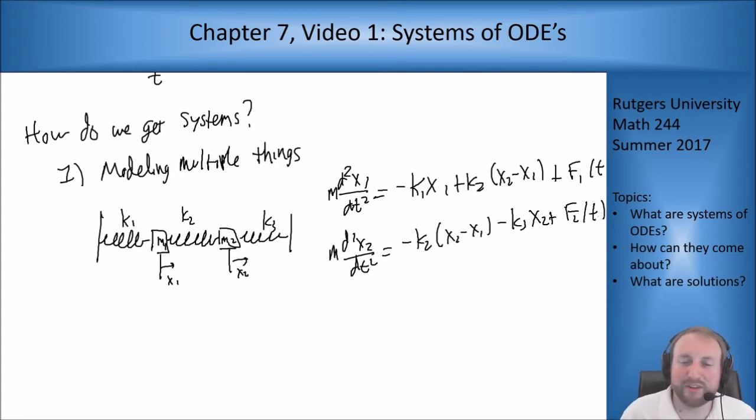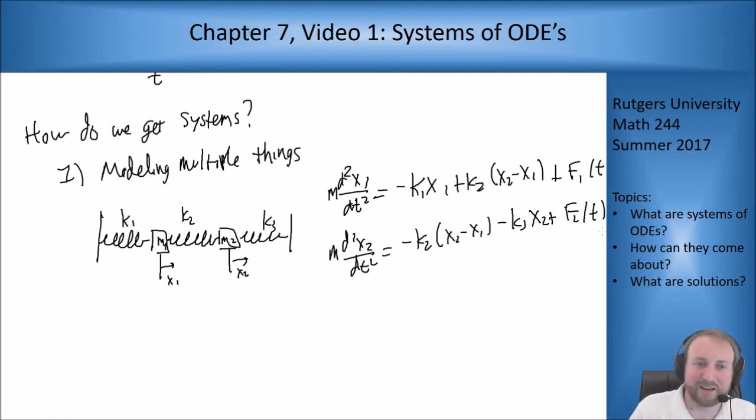So if x1 and x2 didn't depend on each other, you could solve them both individually and just go from there. But in this case, they do depend on each other through this k2 term that shows up in both equations. So you have to solve them at the same time because they interplay with each other. And that's the main thing that you get out of systems, that the equations aren't all independent. They are all linked together.